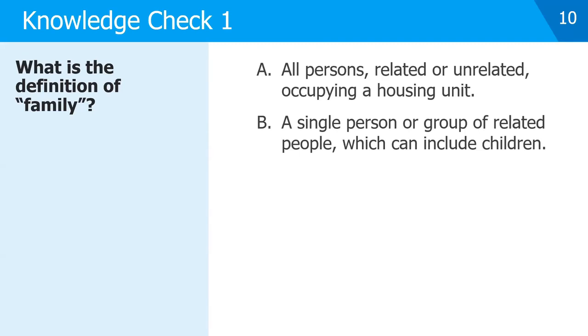Okay, so we got a mix of answers here. The answer is B. So A is actually the definition of a household. That's all the people who live in the housing unit. That's a household, but some of those people may be unrelated. So B is actually the definition of a family. That's a separate unit that would live inside the household, and the family is a single person or group of related people, which can include children.